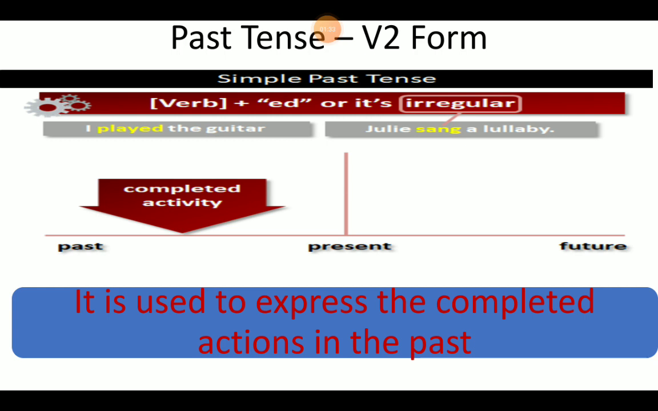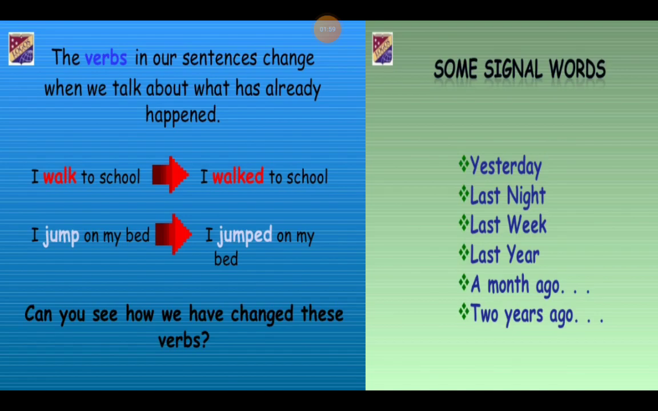So what is past tense? It denotes the completed activity. It is used to express the completed actions in the past time. For past tense, we should use V2 form, that is verb 2 form. For present tense, we should use V1 form, verb 1 form. For past tense, we should use V2 form, right?